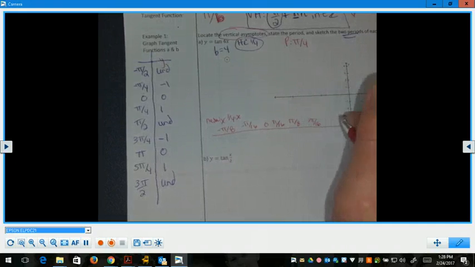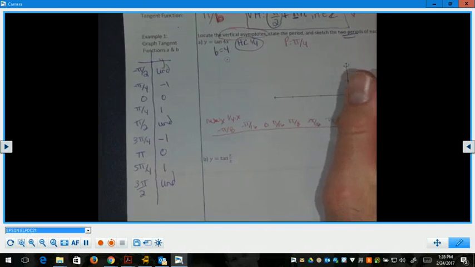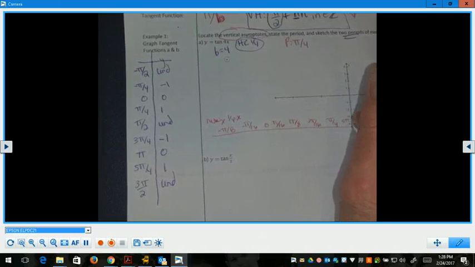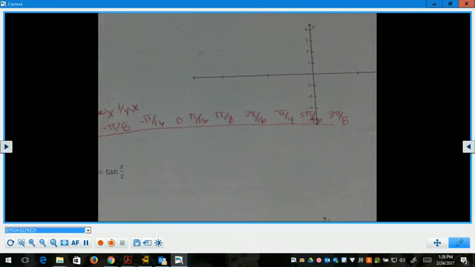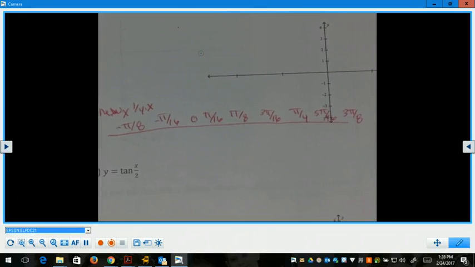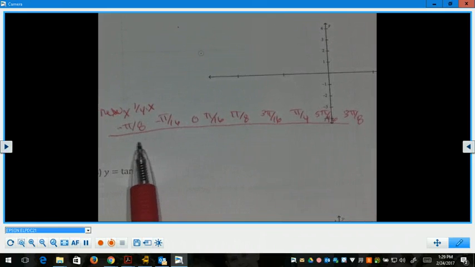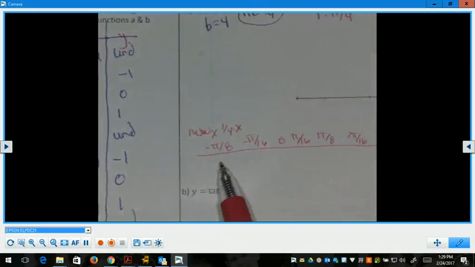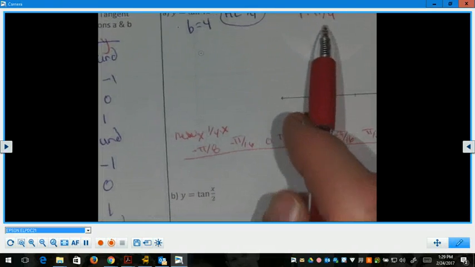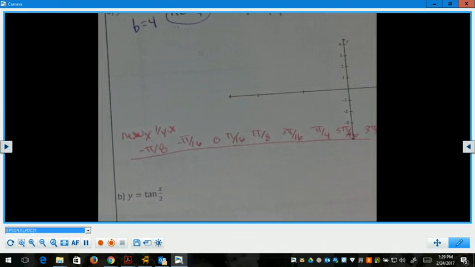3 pi over 16, pi over 4, 5 pi over 16, and 3 pi over 8. Now the cool thing about this, even though they're in different denominators for different units, I could convert them all to 16ths if I want so I can see how they're evenly spaced. But I know that my parent function, these were already 45 degrees apart. So now, instead of being 45 degrees apart, they're each 22.5 degrees apart. So they're still evenly spaced.